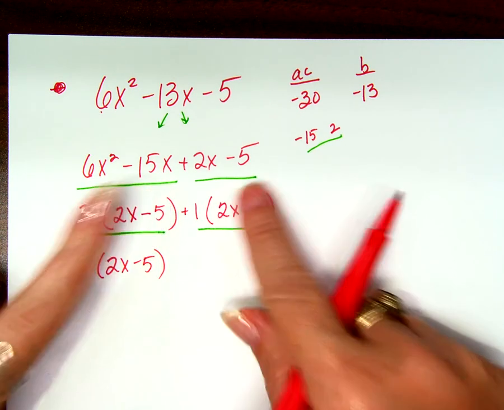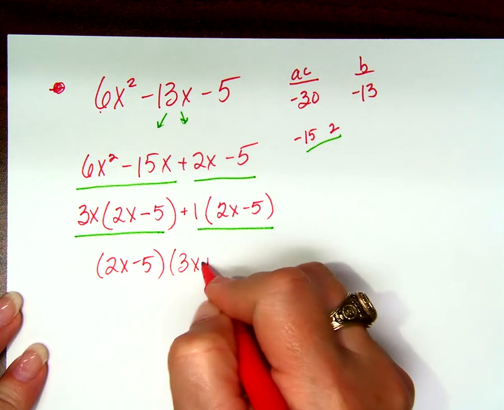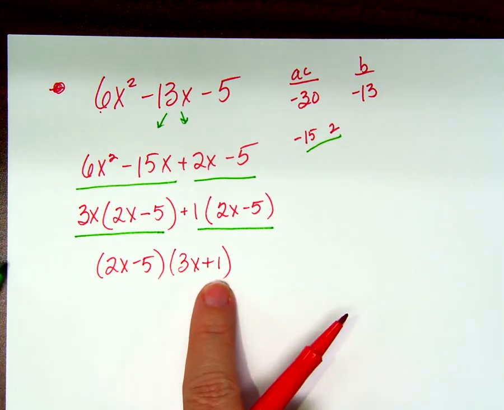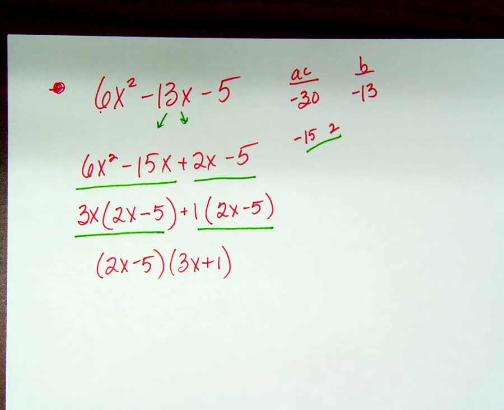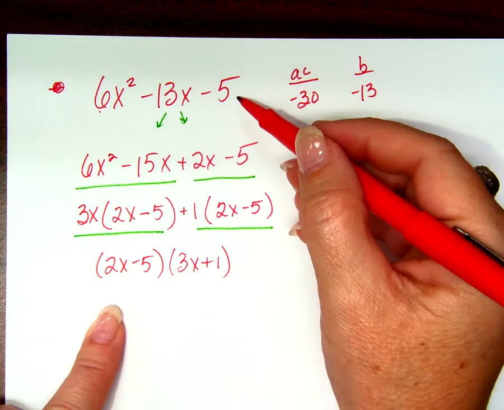3x plus 1, right? 3x plus 1. So even if there's nothing to factor out, you have to factor something out so that we can do the AC method. Okay? So this is what this is factored.